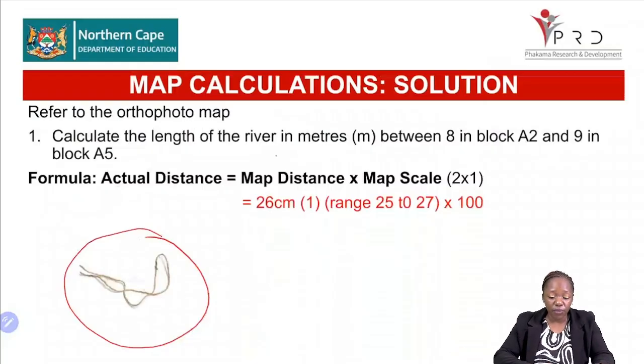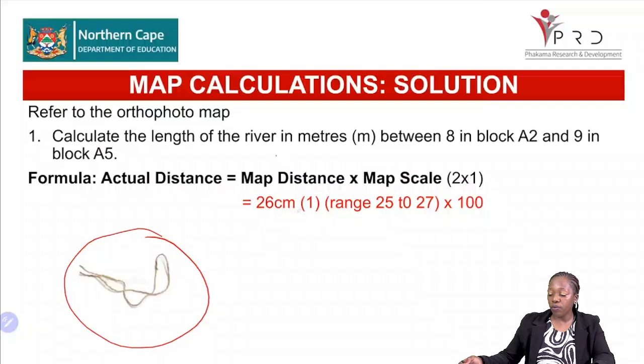In our map distance, we have found 26 centimeters. Where do we get that 26 centimeters? We took the string and moved along with it along the length of the river from number 8, which is in A2, up until we reached number 9, which is A5. Remember, we are not doing it on a straight line. You take a string and you follow the path of the river.